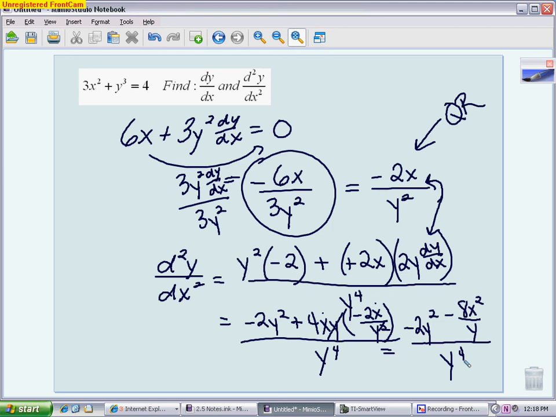Or they might give you a point. They might say, well, what if the point (1, 1) is on your graph? What would the derivative be? What would the second derivative be? Once you have everything subbed in, you're ready to plug that in. You don't need to worry about oversimplifying. So here is a perfectly acceptable answer for the second derivative, and a pretty challenging problem because it makes you go through the process twice.